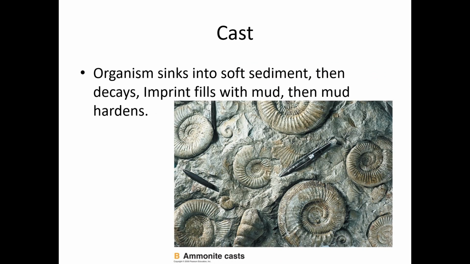Cast is basically something got smushed in a layer of mud and then sediment filled in that compression. This is sort of analogous to if you were to take your kid's hand and smush it into some plaster of Paris and then fill that in with silicone, you could create a mold of your kid's hand. That would be a cast of your child's hand.